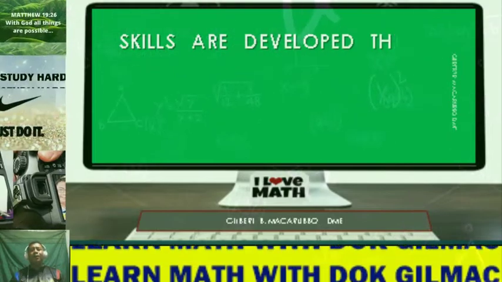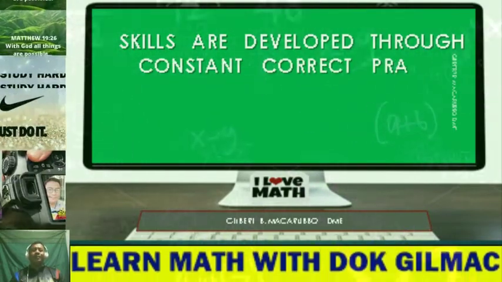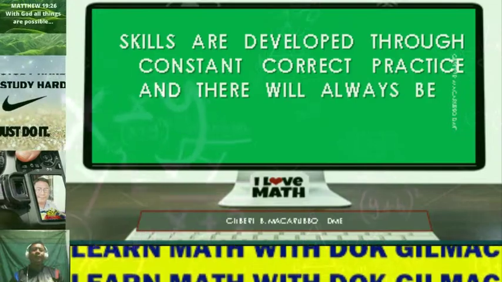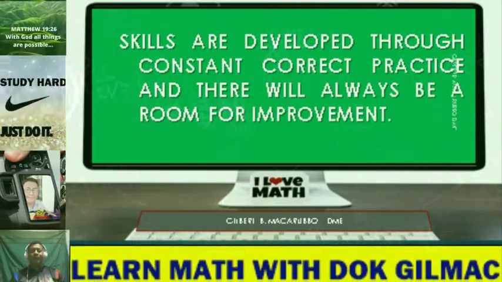Skills are developed through constant correct practice, and there will always be room for improvement.